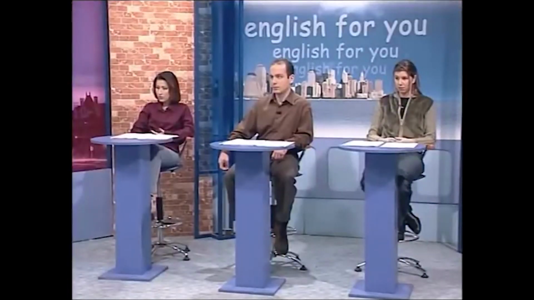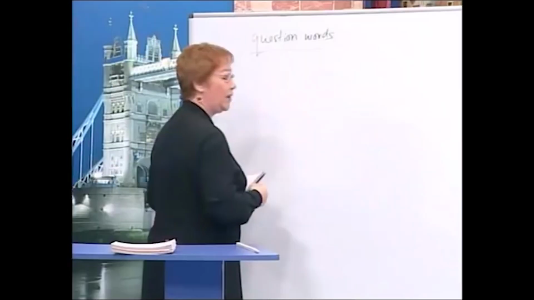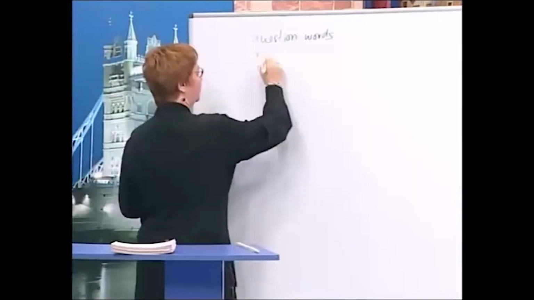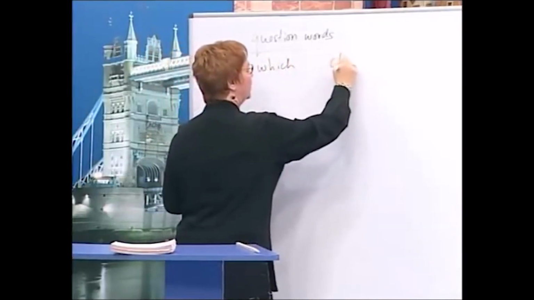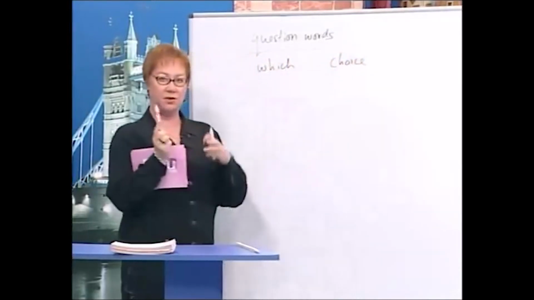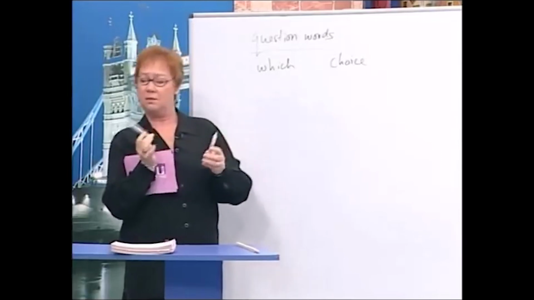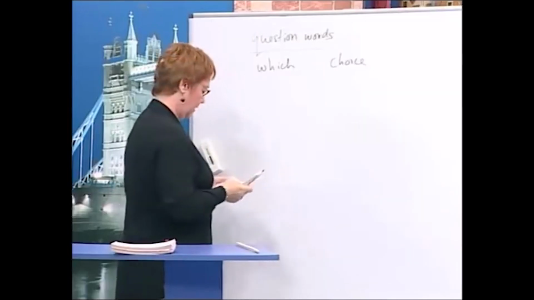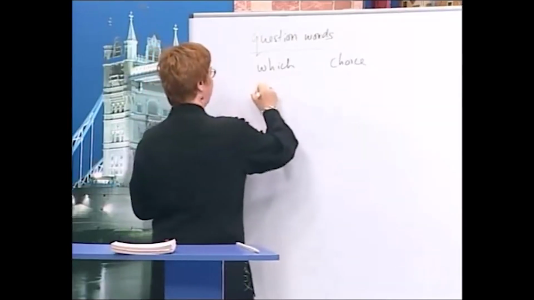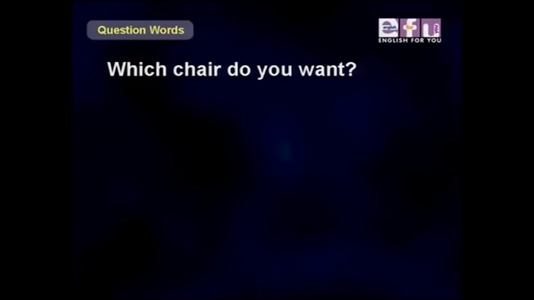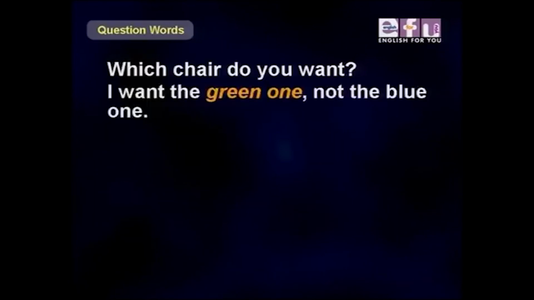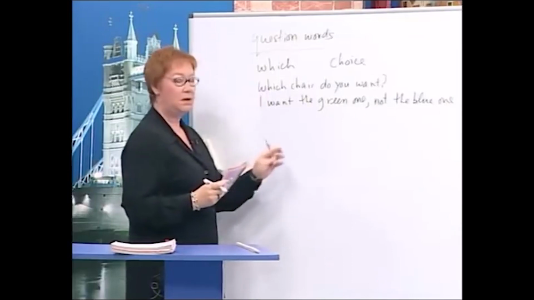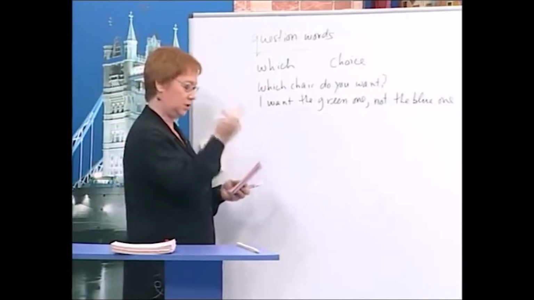Here comes another one. Now we're going to talk about which. Now, which is a choice. You have two. Which, the black one or the red one. Now look at some examples. Which chair do you want? I want the green one, not the blue one. So which? Green or blue?